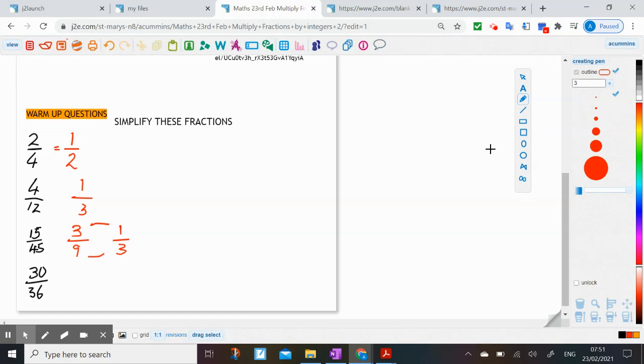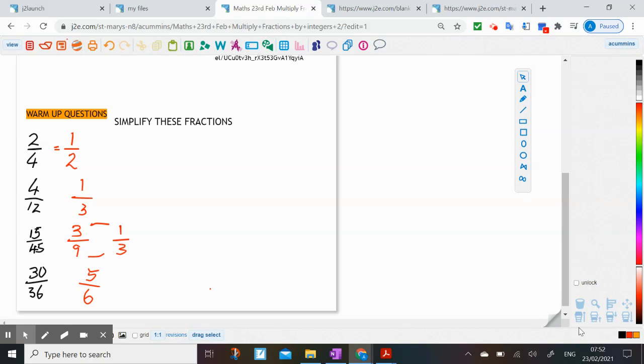Right, 30/36. Again, you could halve because they're both even. So you could divide them by 2, and you're going to end up with 15/18. They're both in the 3 times table, so you're going to go again. But if you use the highest common multiple, which in this case is 6, 30 divided by 6 is going to be 5, and 36 divided by 6 is going to be 6, and that is actually our final answer. So well done if you got all of those and you spotted all the ways to get through them to the final stage.